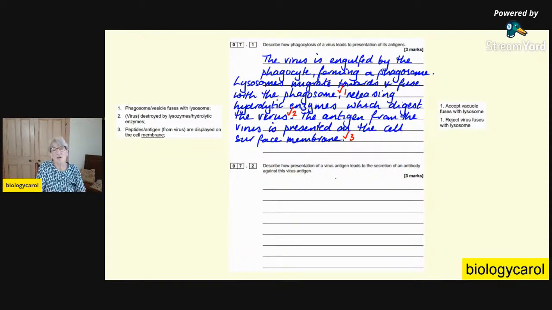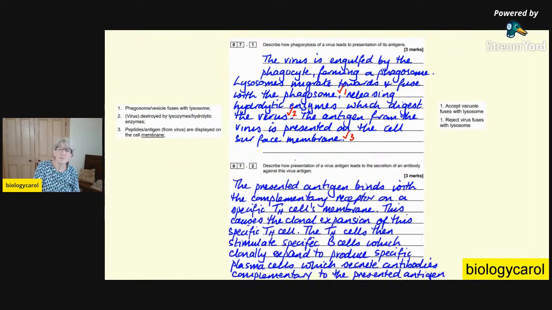Describe how presentation of a virus antigen leads to the secretion of an antibody against this virus antigen. So we are basically summarizing the whole of the cell-mediated and humoral immune response. The presented antigen binds with the complementary receptor on a specific T helper cell's cell surface membrane. This causes the clonal expansion of this specific T helper cell. The T helper cells can then stimulate specific B cells, which clonally expand to produce specific plasma cells, which secrete antibodies which are complementary to the presented antigen.